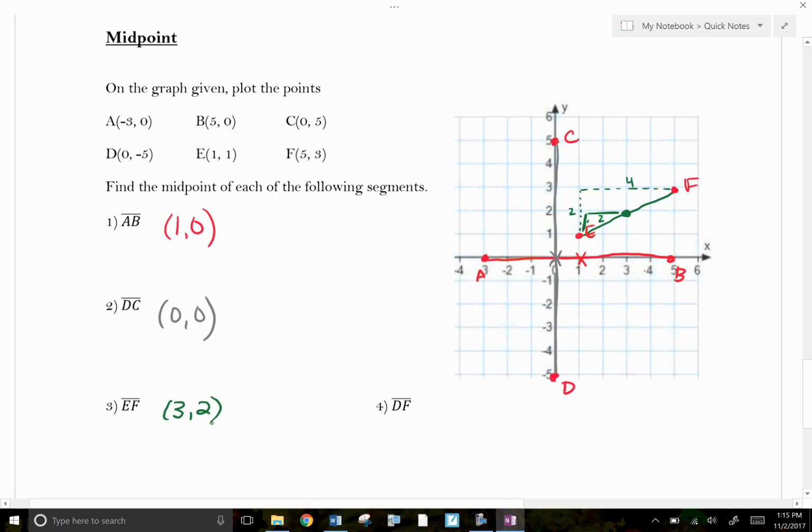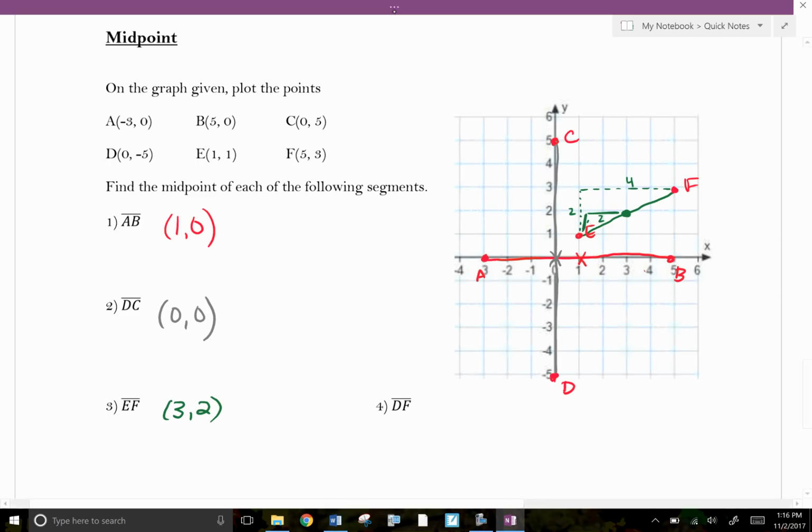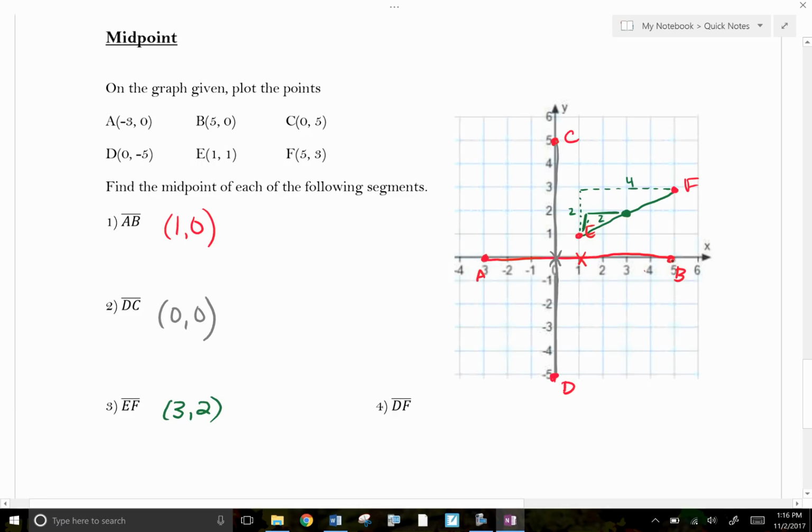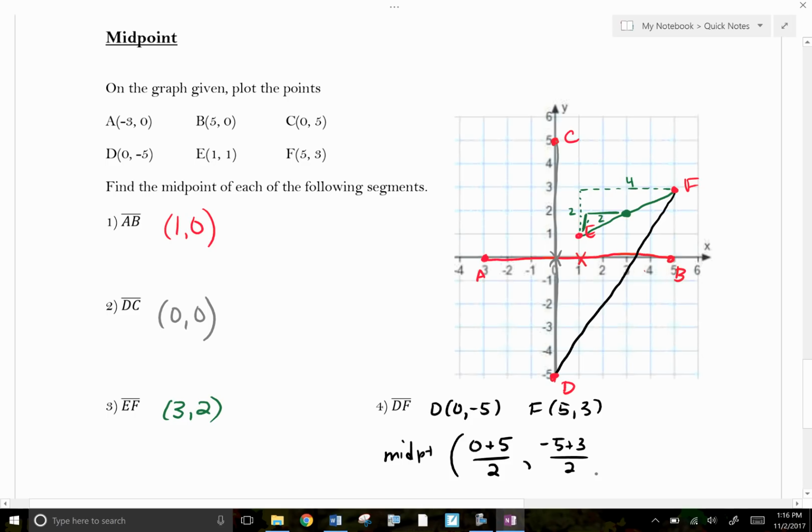But again, what if you're like, ugh, I don't know that I can graph that. I might lose count. What can I do instead? Well, what we're really doing is we're finding the middle. We're actually finding the average of the coordinates. So if I want DF here, and I want to find its middle, D is 0, negative 5, and F was 5, 3. To get the midpoint, you literally average the coordinates. So 0 plus 5 divided by 2 would get me the average of the x values. Negative 5 plus 3 divided by 2 would get me the average of the y values.